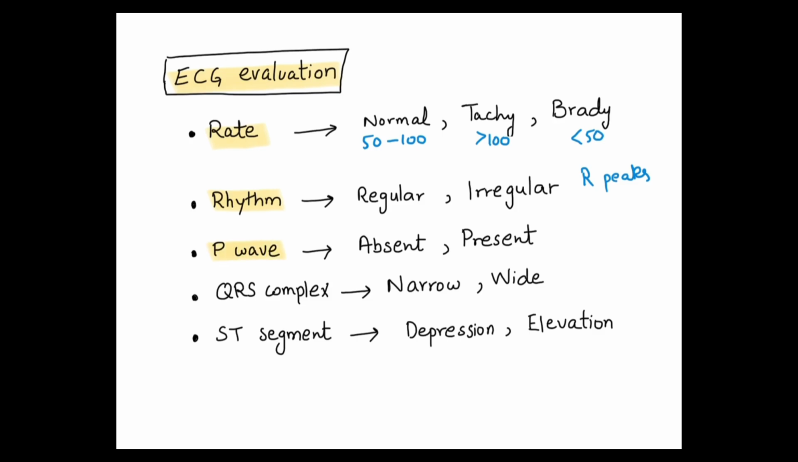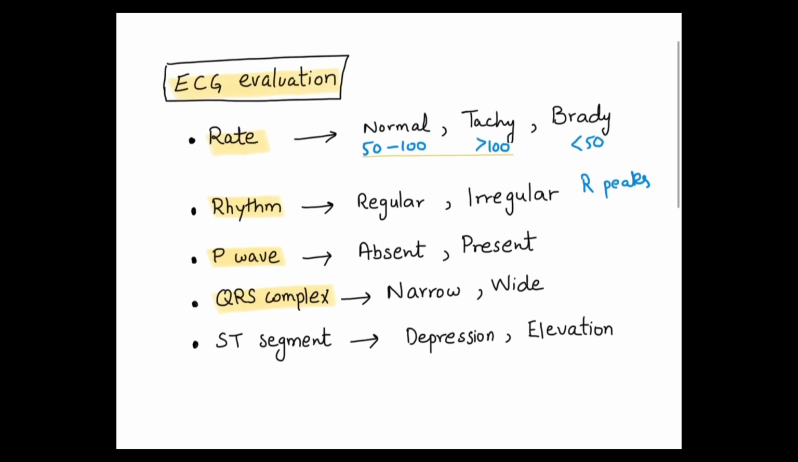Next thing is P wave. We will look for that, is it present or absent in an ECG. The fourth thing that we will be looking at is the QRS complex, and in that we will be basically looking at, is it narrow or wide. So there is a small criteria for that. We will talk about it as well.